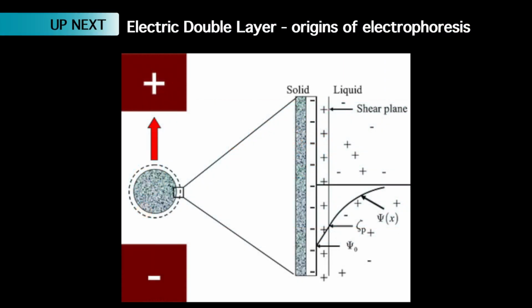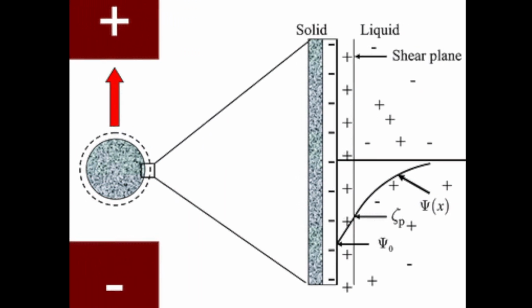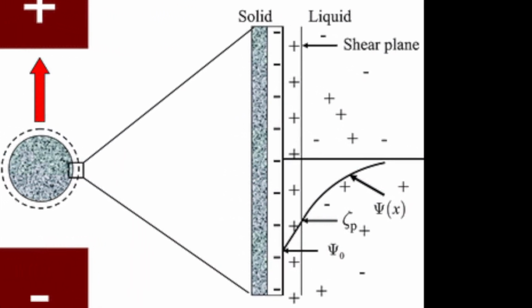So here shows the schematic of the origins of the electrophoresis of a negatively charged particle in a DC electric field. So the zoomed in area on the right side of the particle reveals the electric double layer at the particle surface with the surface charge, the layer of bound counterions, the Stern layer and the diffuse layer. The variation in electrical potential with distance x away from the surface is also shown.